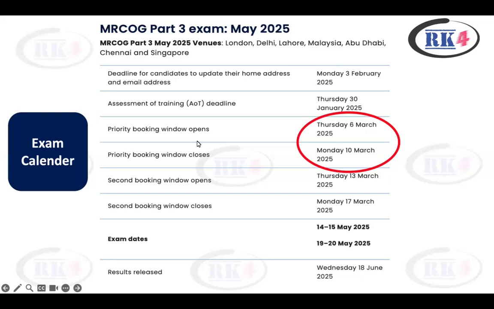You must know what the venue is for you and how you're going to get there. When the exam booking opens, you get an email for the exam booking. Please book on a priority basis, because the seats get filled in no time. Keep a good internet connection, keep a laptop and your cards ready, so that you can book the exam as soon as the booking window opens.